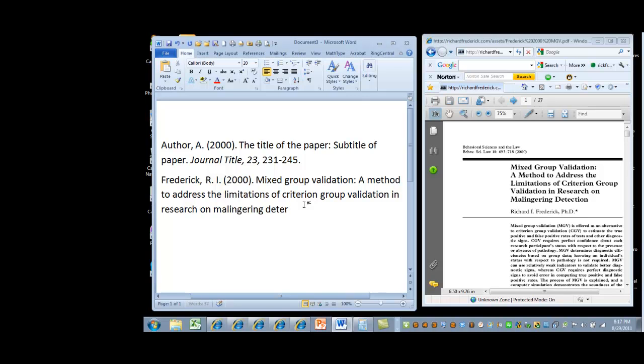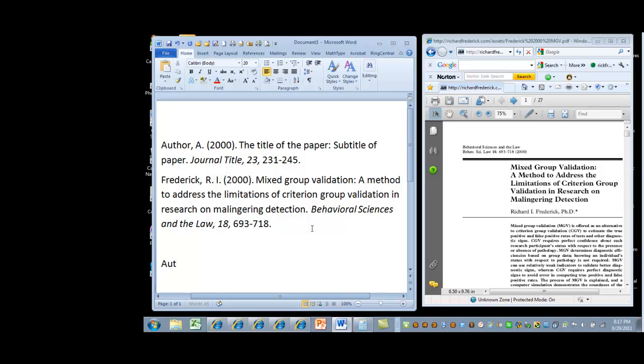This is a great paper. Okay, journal name, Behavioral Sciences and the Law, volume 18, pages 693 through 718. Go back now and italicize. There's the journal article.